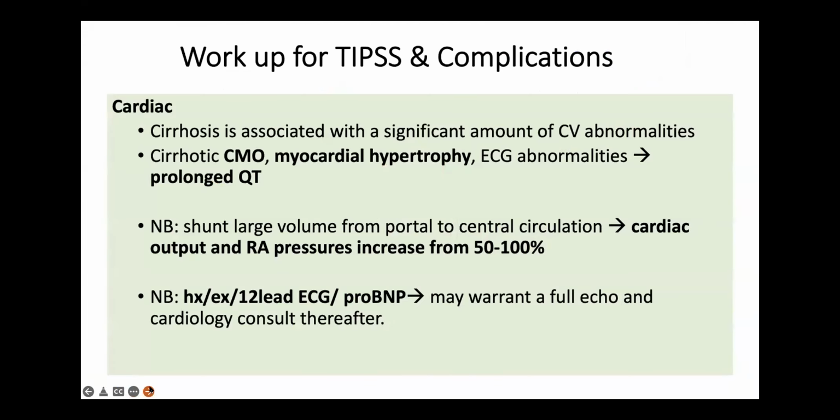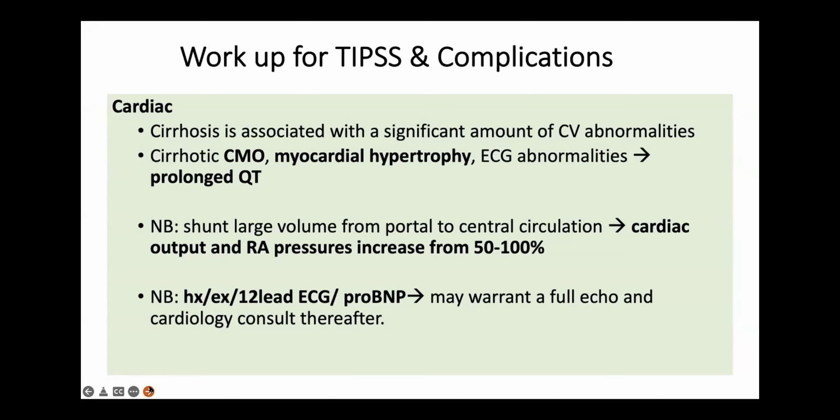Another consideration is cardiac involvement. Patients with cirrhosis have cardiomyopathy. They have myocardial hypertrophy and prolonged QTs, and these need to be looked at. ECGs need to be done, with extensive history and examination. It's advised to do a pro-BNP, and a Troponin-T may be warranted. If any of these are alarming, a cardiologist needs to be consulted, an echo done, and an assessment made before an elective procedure.